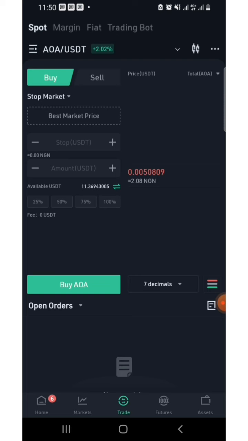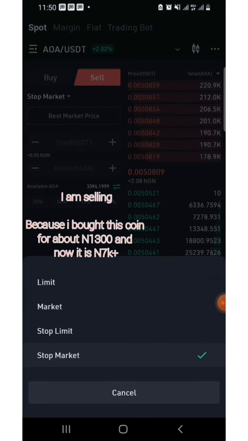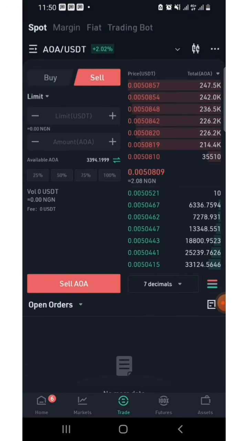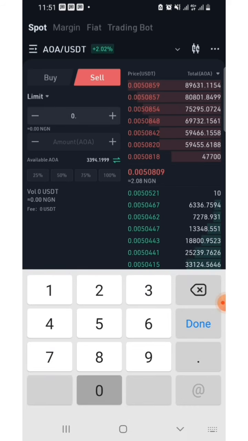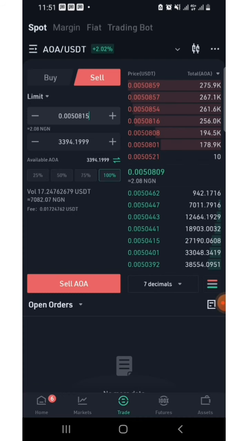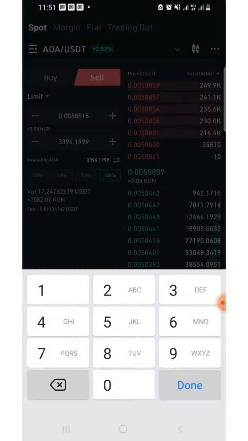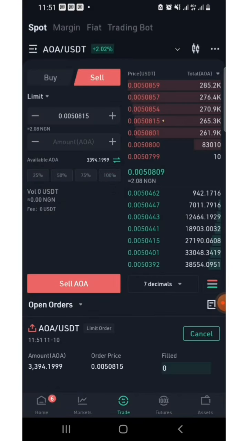So I want to trade AOA USDT. I want to trade AOA, which is a coin I already had in the wallet. This is spot trading. I've placed it on limit order and I'm putting in my preferred price, which is higher than the current market price. I put in the quantity of AOA, which is 100% of everything I have. And then I verify and the order is placed.